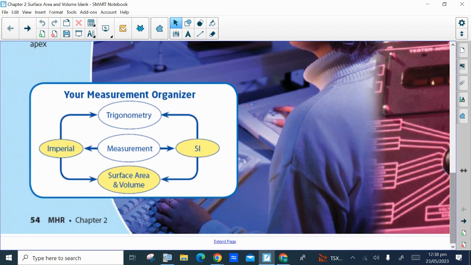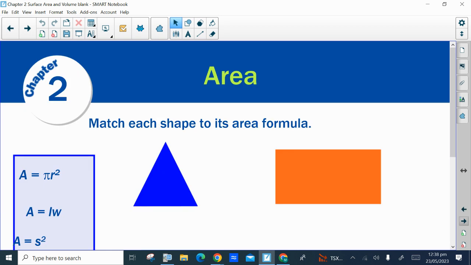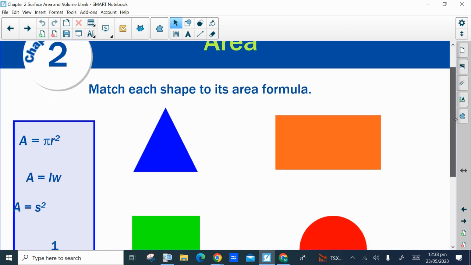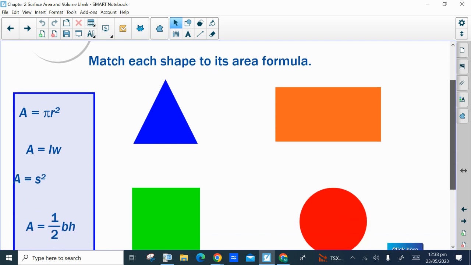So we started with measurement in this unit. Now we're going to do surface area and volume. And then at the end, we'll do trigonometry. That's chapter 3. And then after that will be your last exam. So we'll start by reviewing some formulas for area.